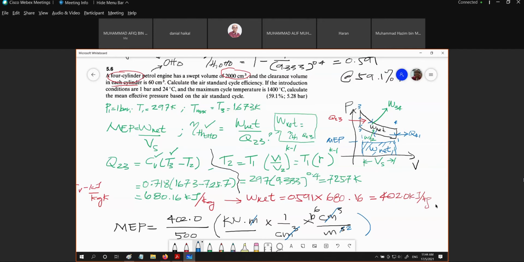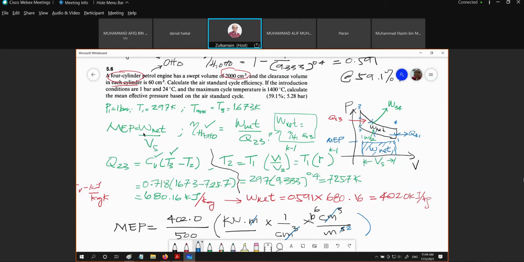Can anyone detect what is wrong in my solution right here? The MEP, this is Vs, is correct. This is Vs. Vs is 500. 4,000 divided by 4, 500.